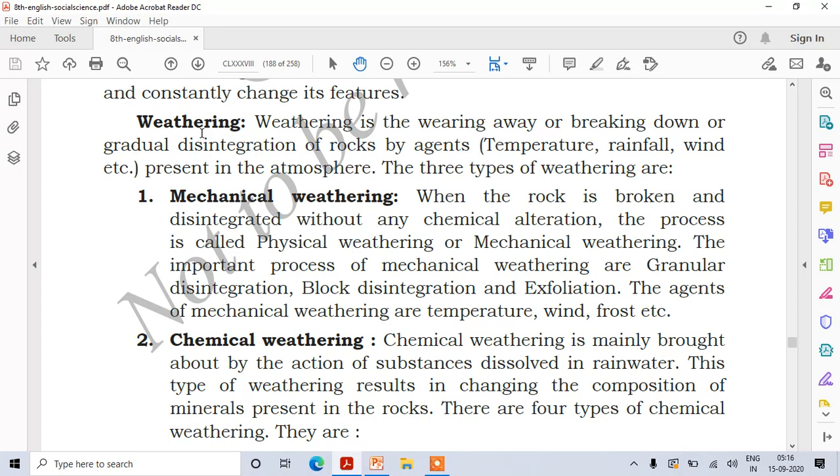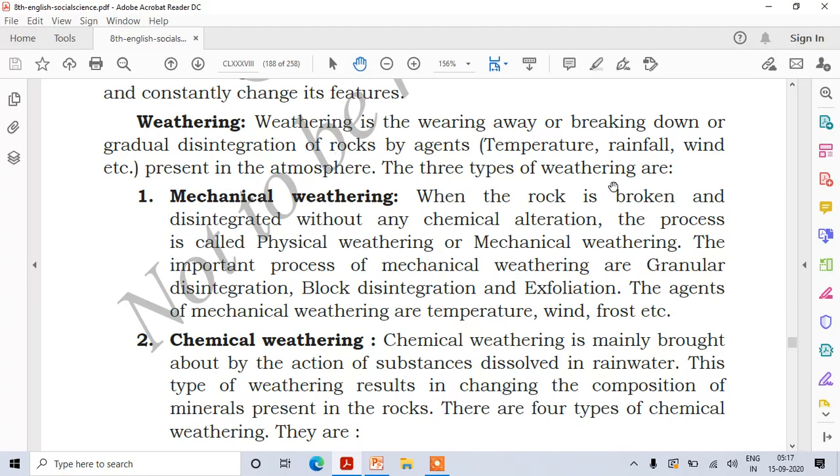Weathering means breaking down. Simply, if you know the meaning of weathering, it is breaking down. Generally, how is soil formed? It is formed by the weathering of rocks, meaning breaking down of rocks. So weathering is a wearing away or breaking down or gradual disintegration of rocks by agents. What helps the rocks to break down into small pieces? Temperature can break down, rainfall, wind, etc. These are the agents present in the atmosphere by which weathering of rocks can take place.